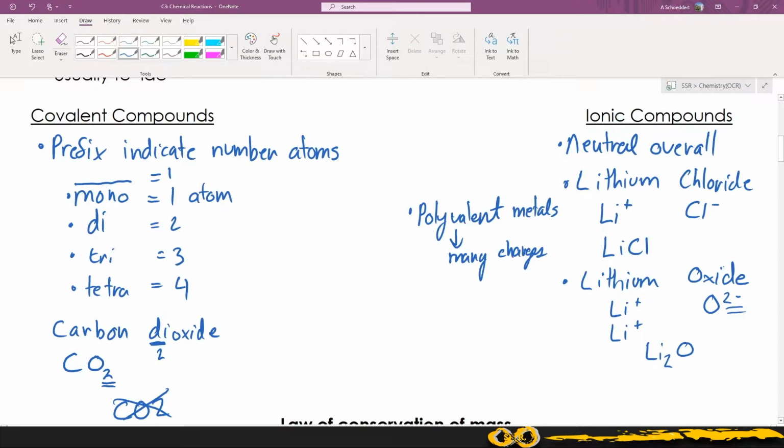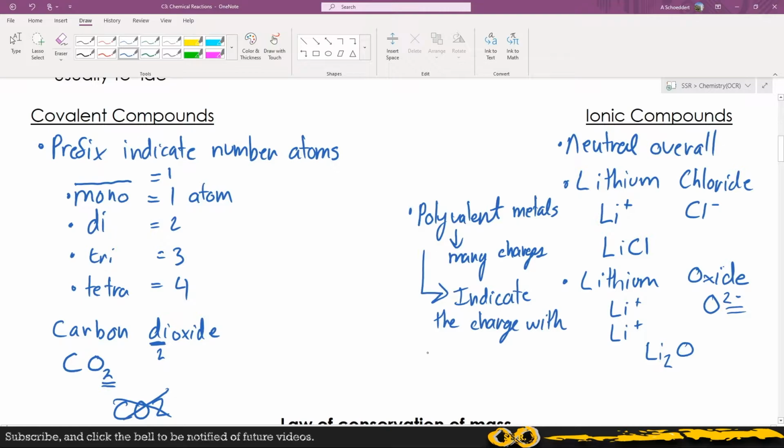For your polyvalent metals, you're going to indicate the charge with Roman numerals in brackets. For example, lead 2 chloride.